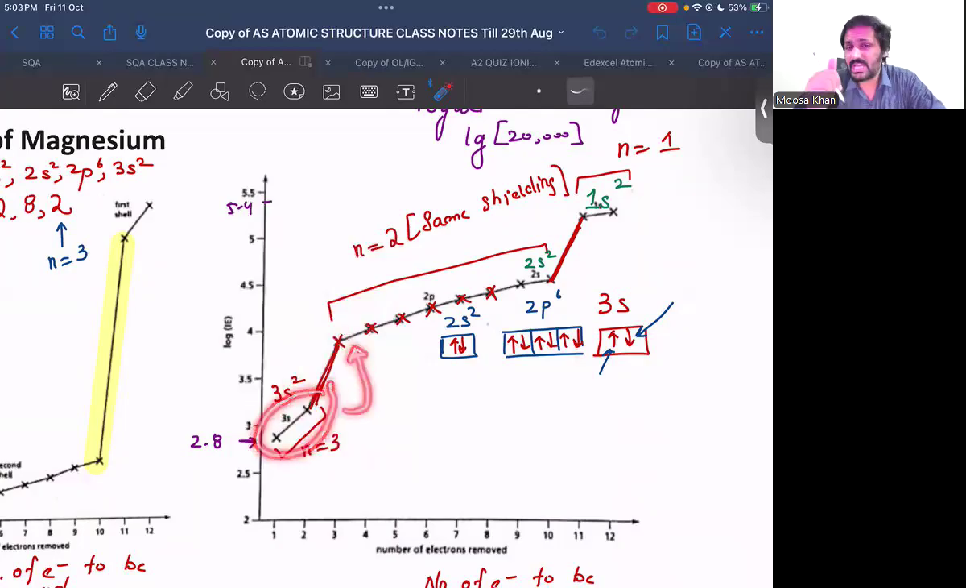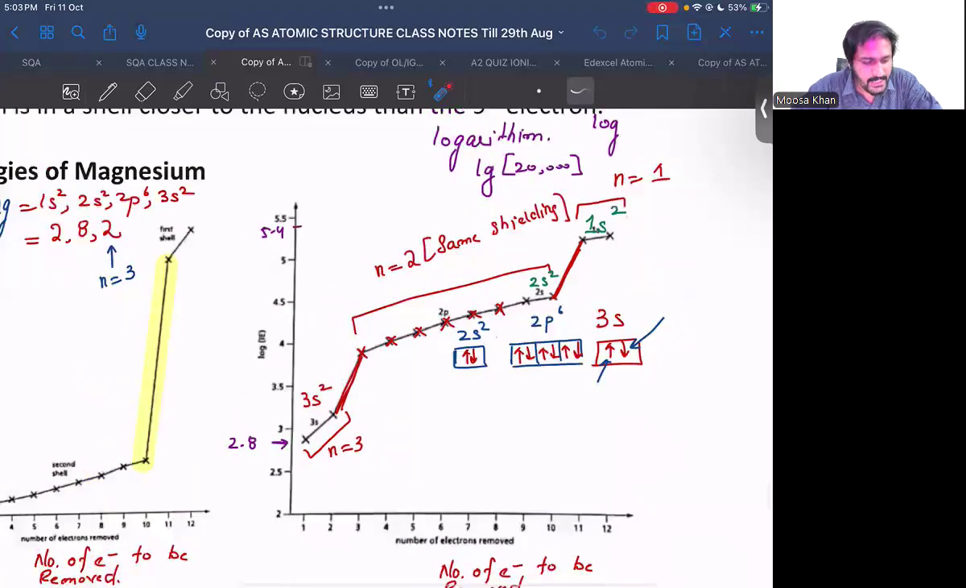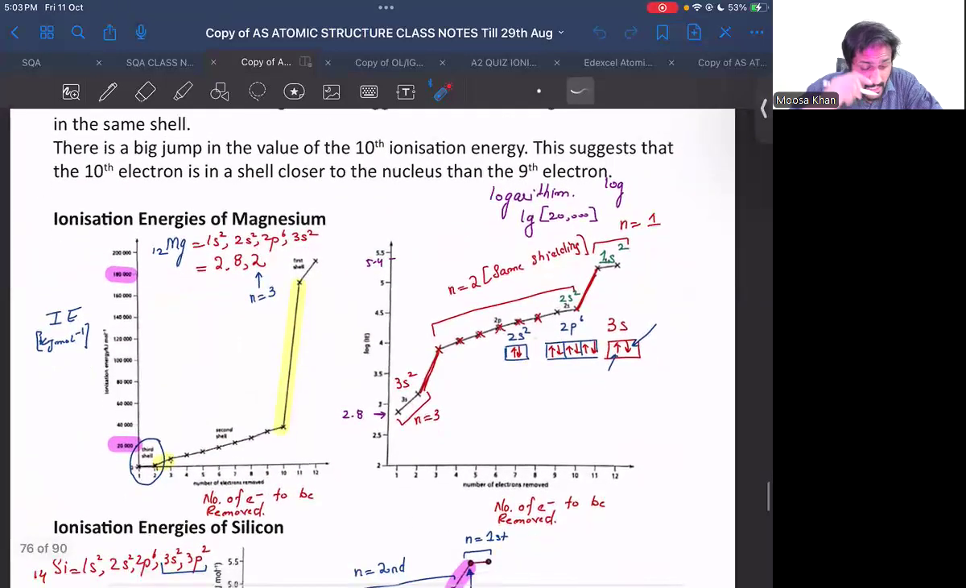It means the valence shell of this particular atom must have how many electrons? Once you have removed 2 electrons, there comes a big jump. It means the third electron that you are going to remove should be in the inner shell. So the valence shell of this atom must have 2 electrons. So it must be from group 2. And that's how we got to know how many valence electrons are present in any particular atom. So a magnesium atom is from group 2, and we can prove through these ionization energies that a magnesium atom must have 2 valence electrons.